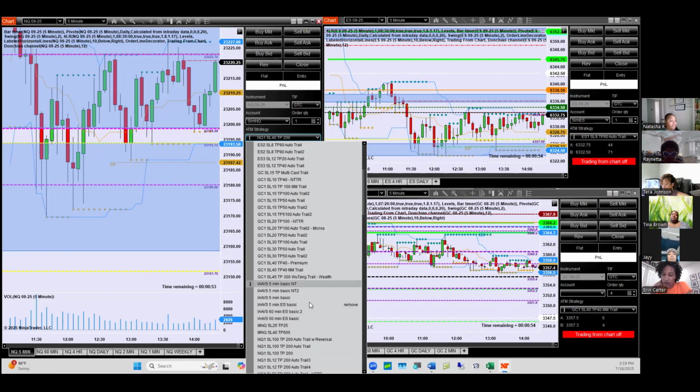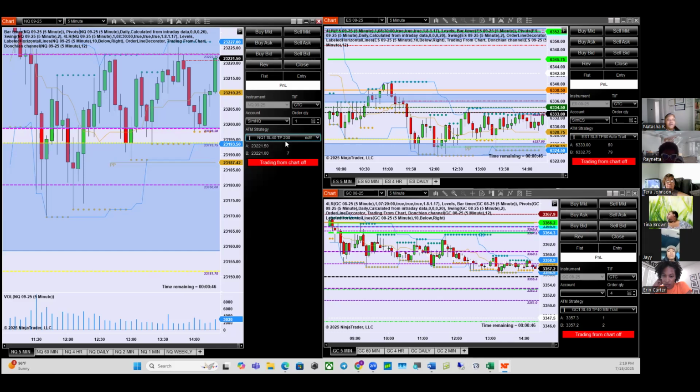Okay. I agree. And then the same thing for your TP. Whatever you want it to be, you're going to divide it by the tick value of that instrument. So if you're trying to make $500 on ES, let's say 500 by 12.50, that would be 40 ticks for your profit.